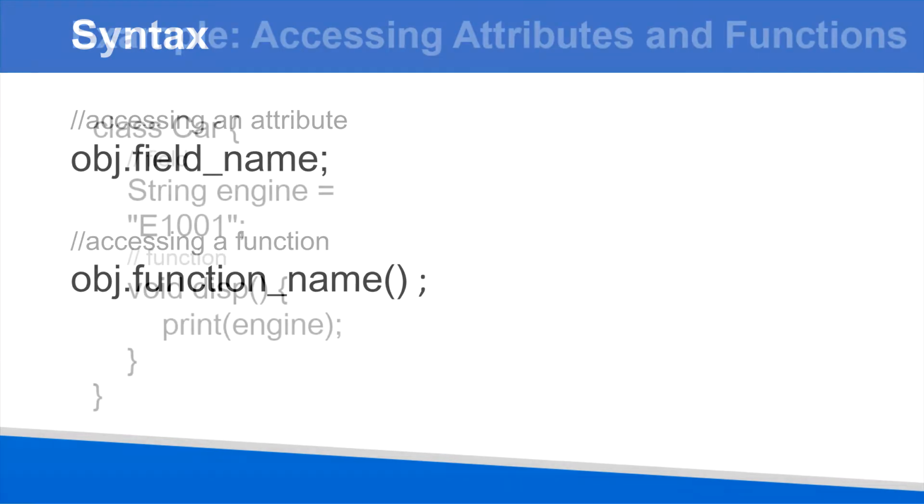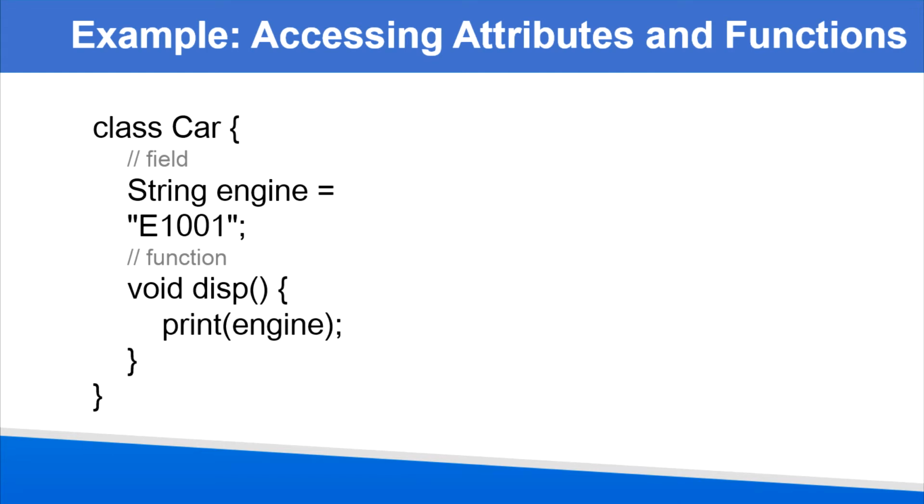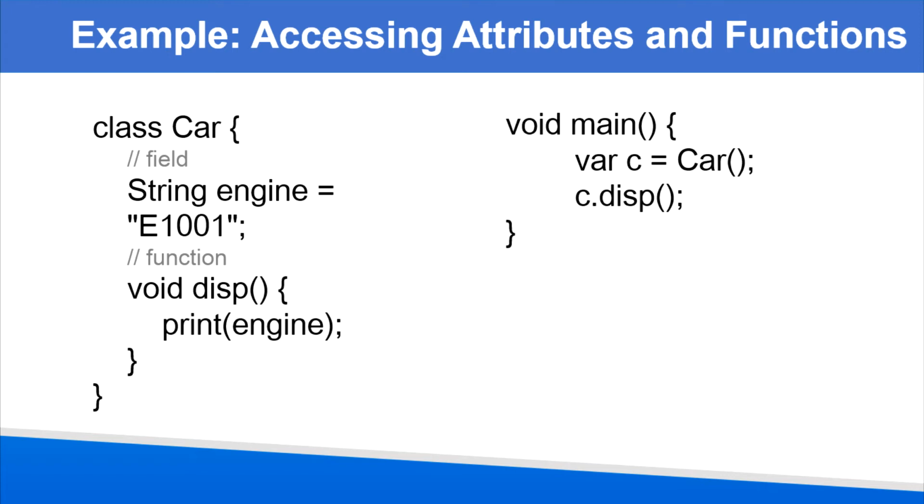So take a look at the following example to understand how to access attributes and functions in Dart. So in here, we define a class Car, String engine is equal to E1001, function void display prints engine. And then we create an instance of the Car. Then we call the function display. And if you run your application, the output is E1001.